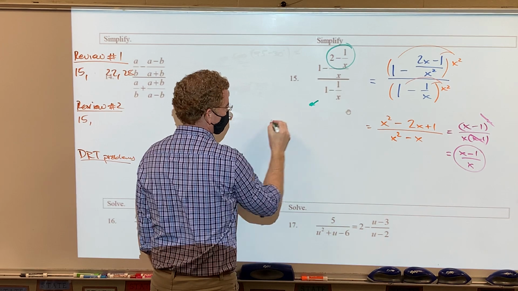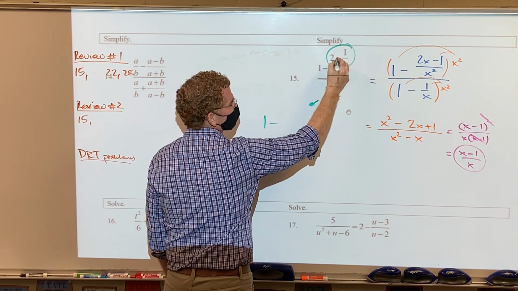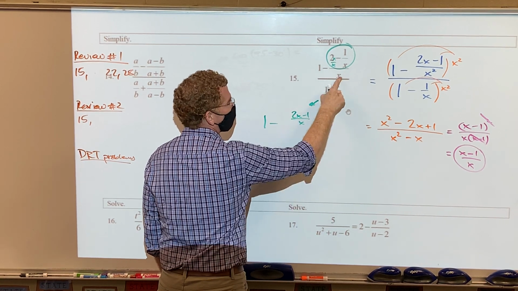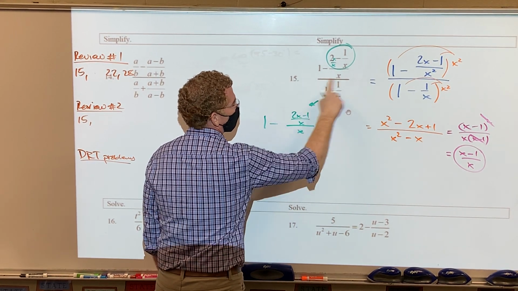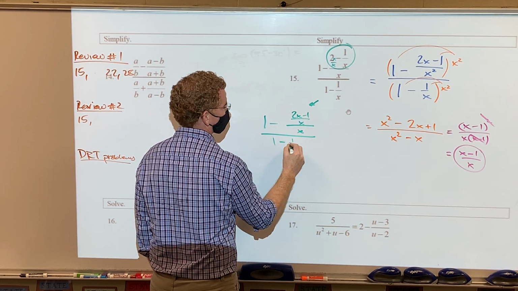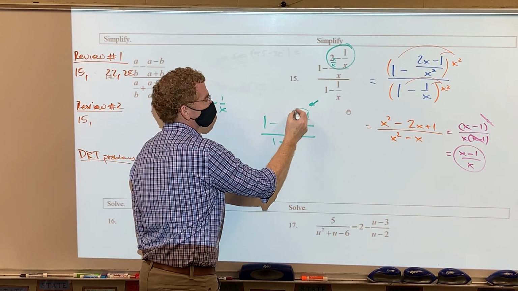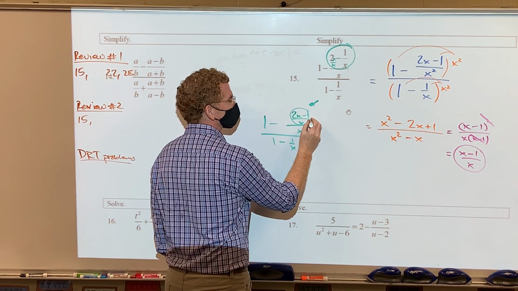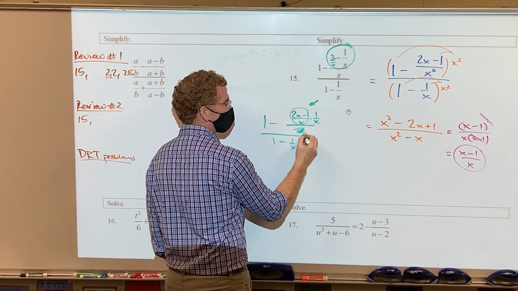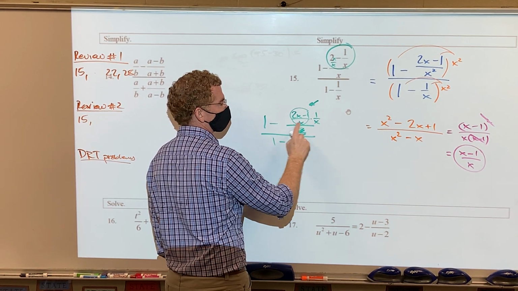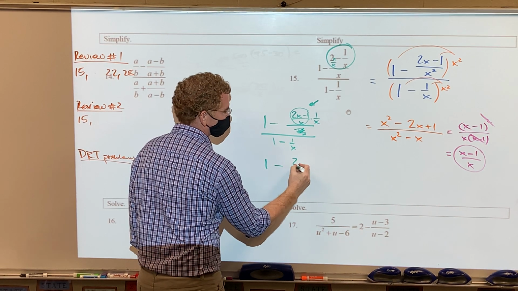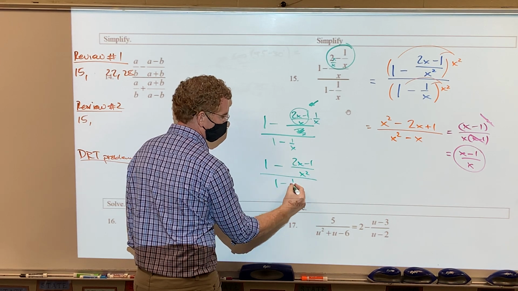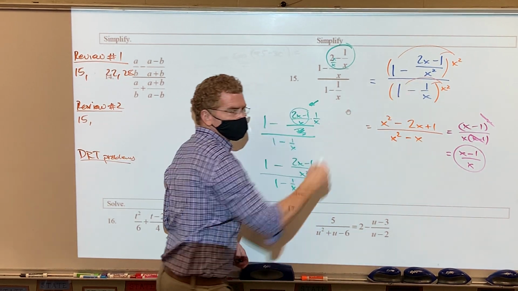So what I could have done is 1 minus, that becomes 2x minus 1 over x, over 1 minus 1 over x. Now, how do I take this fraction and divide by a number? You multiply it by its reciprocal, and that gives me 2x minus 1 over x squared. Now I have 1 minus 2x minus 1 over x squared all over that. Well, that's the same place I am, right in the blue there.